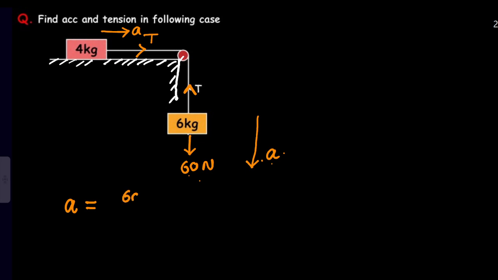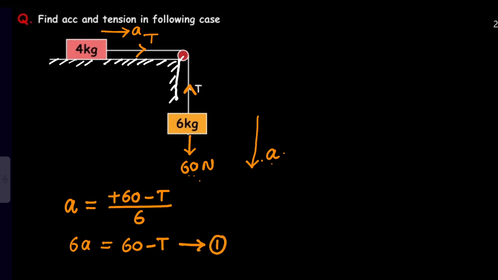Acceleration equals what? Tell me now: 60 minus T, divided by the mass of this block, which is how much? 6. Understood this step? Why 60 plus? So this 60 newtons is along the direction of acceleration, that's why positive. And T is opposite to acceleration, that's why negative. Now cross multiply this one, it will come as 6a, which is equal to 60 minus T. Call it equation one.